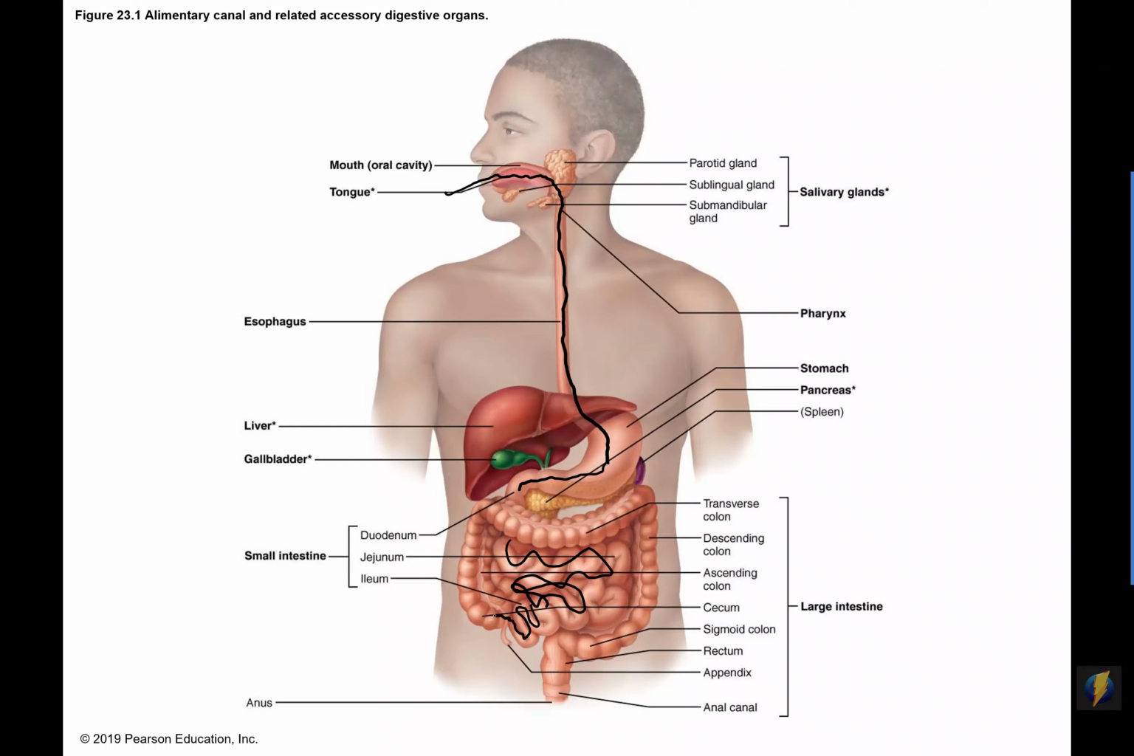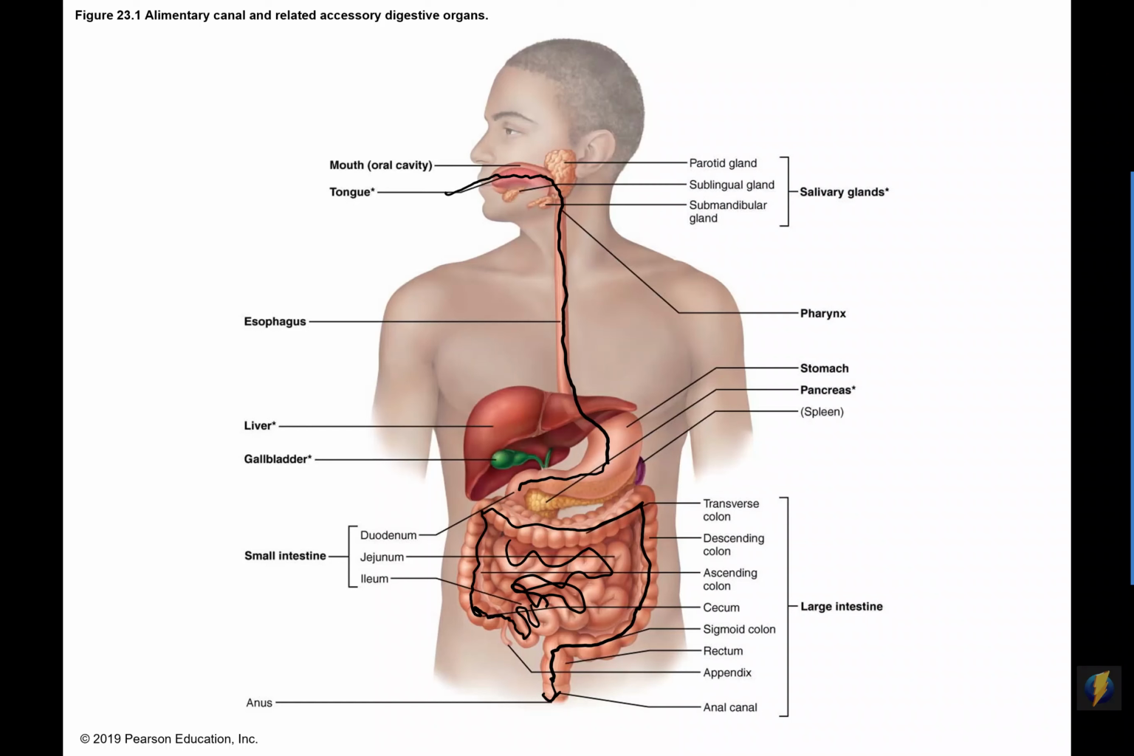The ileum then connects to the large intestine, which consists of the colon and the rectum. So the first part of the large intestine is the cecum here. Then we're into the ascending colon, the transverse colon, the descending colon, finally into the sigmoid colon, and then the last part of the large intestine is the rectum, and of course the GI tract ends at the anus. So that's the pathway through the GI tract.